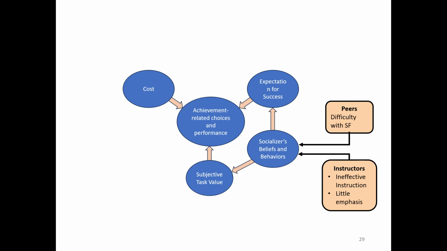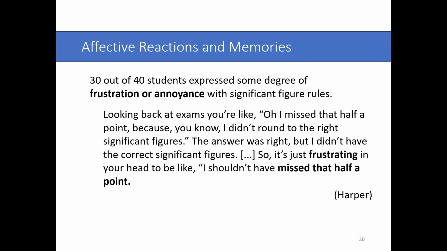So speaking about the second thing, cost, we identified emotional cost when people would talk about negative feelings in connection with significant figure rules. Expressions of frustration and annoyance were very, very common. So Harper, for example, said, looking back at exams, you're like, oh, I missed that half a point because I didn't round to the right significant figures. The answer was right, but I didn't have the correct significant figure. So it's just frustrating in your head to be like, I should have not missed that half a point.